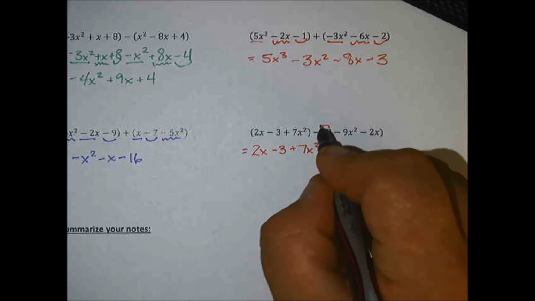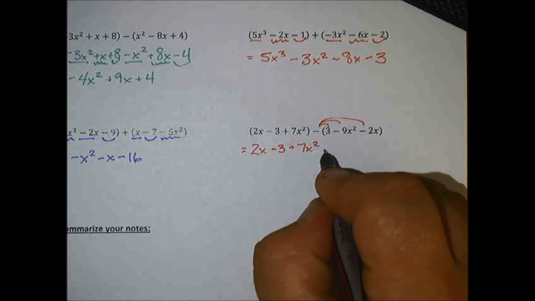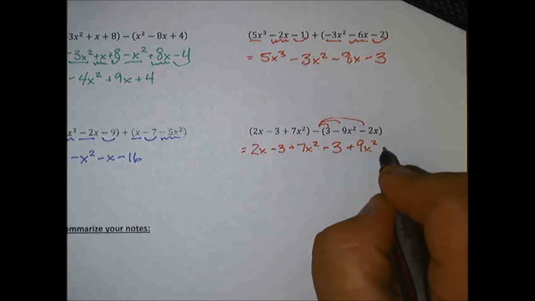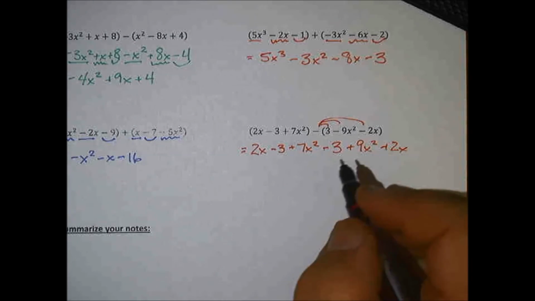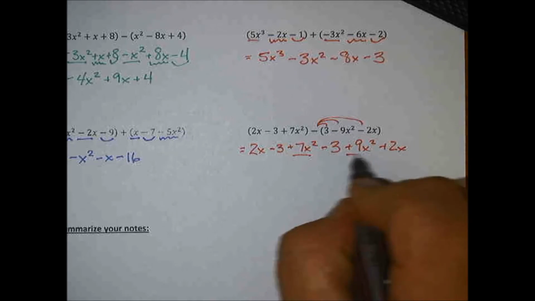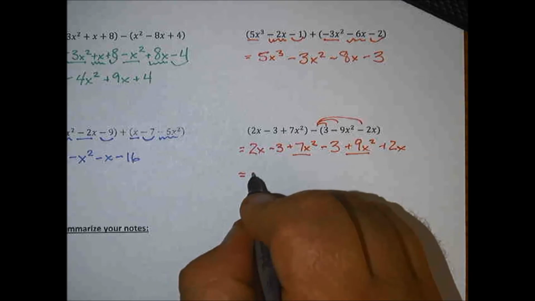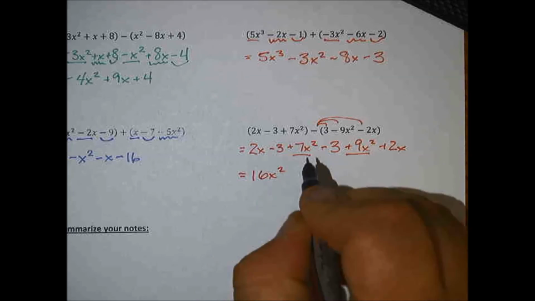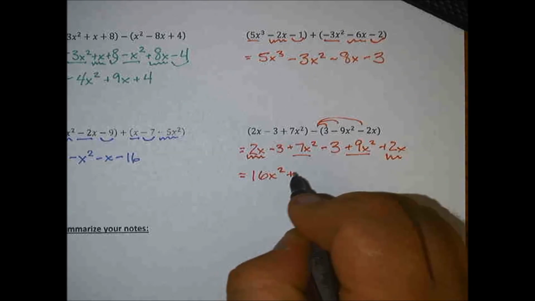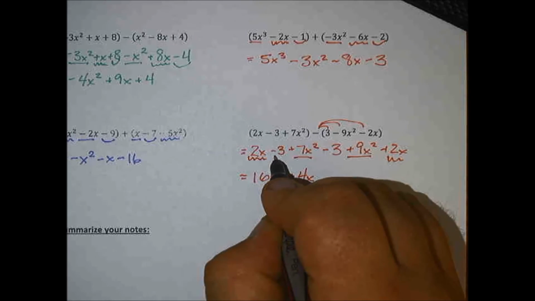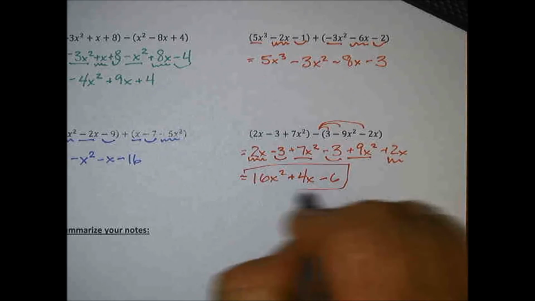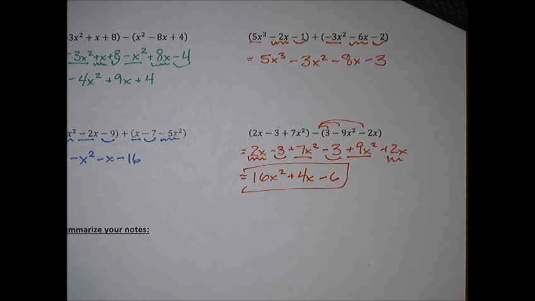So distribute that negative. Bam, bam, bam. So it'll be a negative 3, a plus 9, x squared, and a plus 2x. So I'm looking through here. X squared seems to be my biggest one. I have a 7 and a 9. That's going to be 16 x squared. X's. 2 and 2. That's 4. And negative 3 and negative 3 is negative 6. And there we go. That's the last problem of the day.